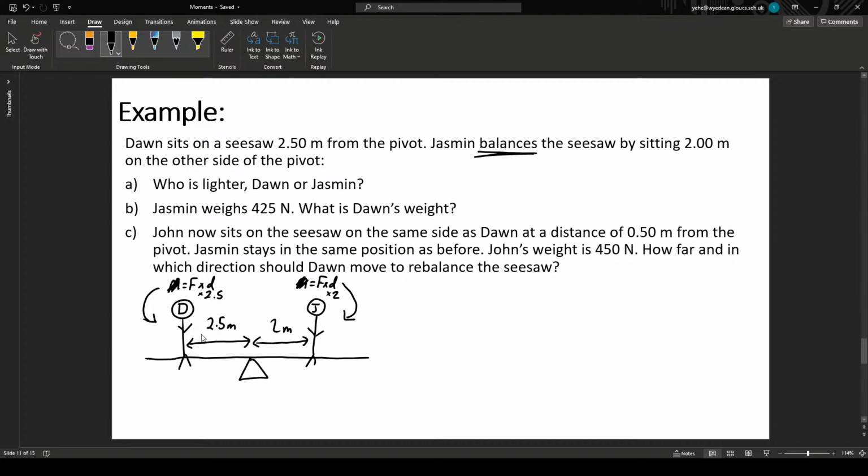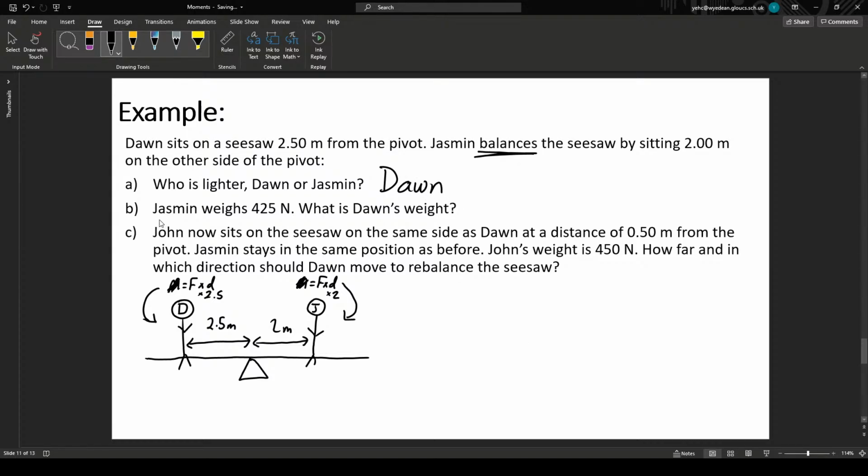So the only instance in which they would be balanced out is if Dawn was lighter than Jasmine, because Dawn has a bigger distance, Jasmine has a smaller distance, so Dawn must have a smaller force and Jasmine a larger force. So the answer to this is Dawn. She has to be the lighter one.